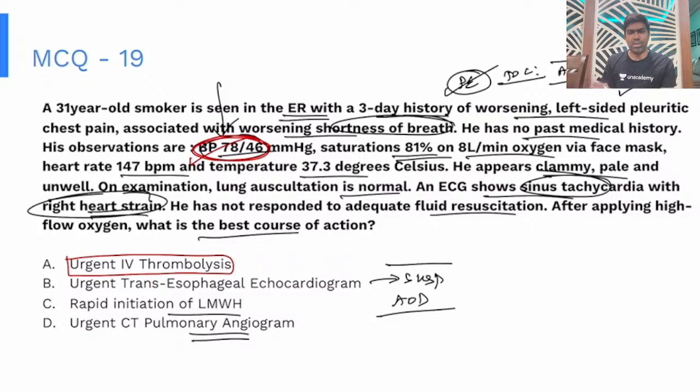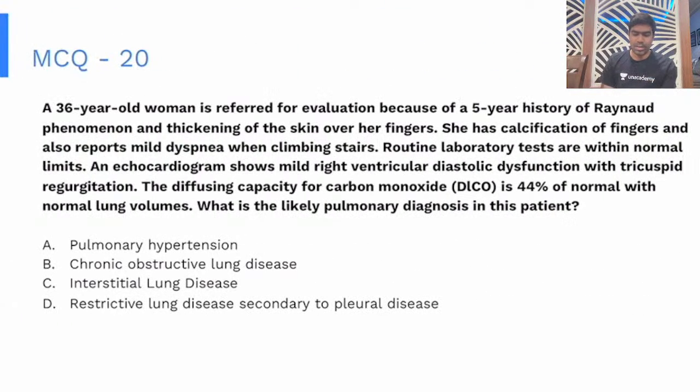Urgent CT pulmonary angiogram, I don't think this is needed right now. And you cannot shift the patient to a CTPA. How can you do a CTPA in this patient who is hypotensive and in shock? So I don't think that's the logical step here. So the right answer for this question is urgent IV thrombolysis, and one agent that is approved for thrombolysis in patients with pulmonary embolism is alteplase, that is rtPA, and the dose is 100 milligram IV over a period of 2 hours. That is the dose of alteplase. So the right answer is option A, IV thrombolysis.